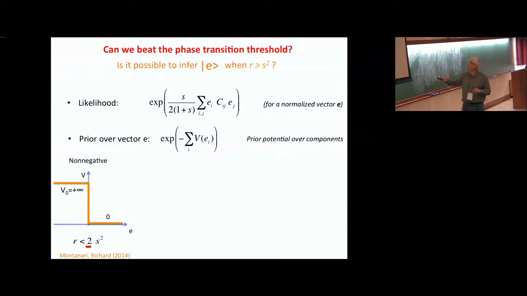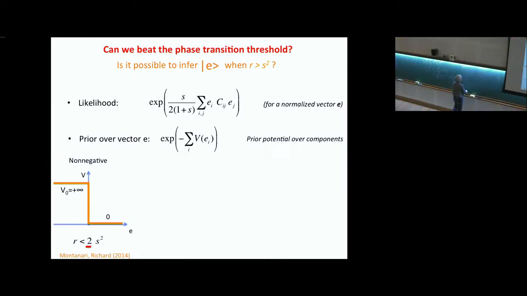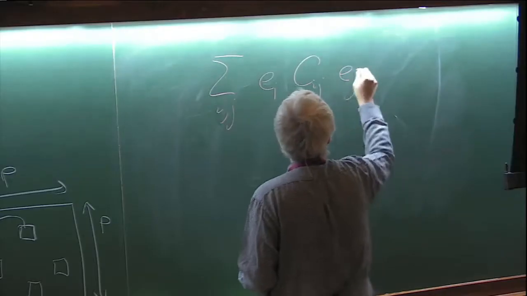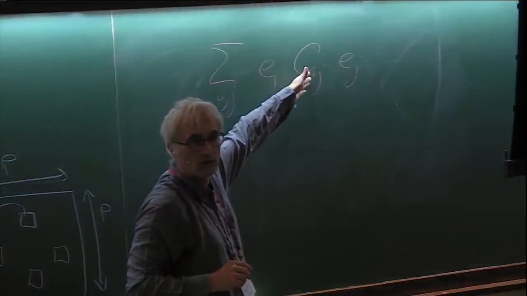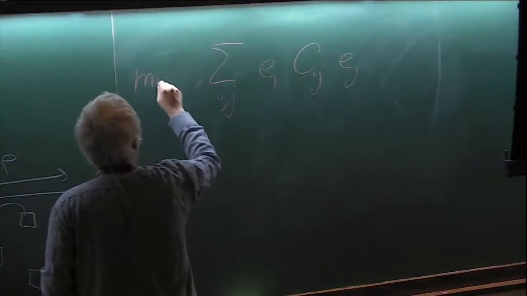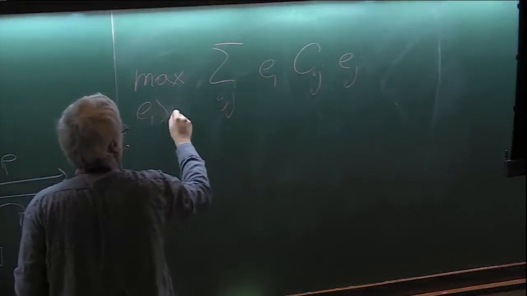What you should do, remember what we did with the maximum likelihood estimator? We maximized something which was, let me take the log of this, the sum over i and j of E_i C_ij E_j. We did that, right? And if you maximize this, that corresponds to finding the top eigenvector. Now what you can do is maximize this under the constraint that all the E_i should be positive.